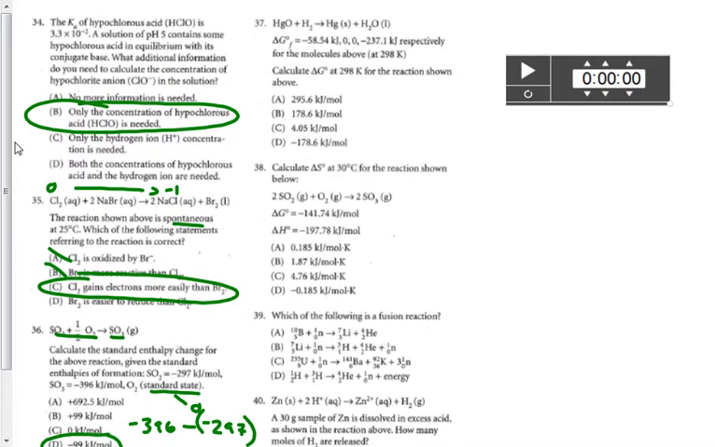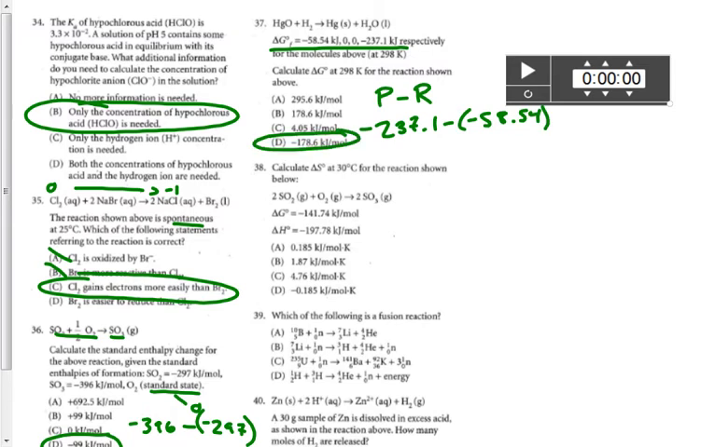Upper right, 37. Calculate the change in G. It gives you formations. Guys, if it gives you formations and it gives you all the same, just like the last one, all H's, this one gives you all G's, it's still products minus reactants. So in this case, I took negative 237.1 and subtracted negative 58.54. Again, an answer should be sitting there. Again, it's just about estimating.